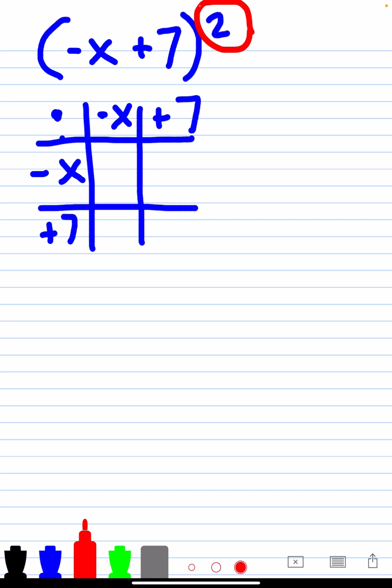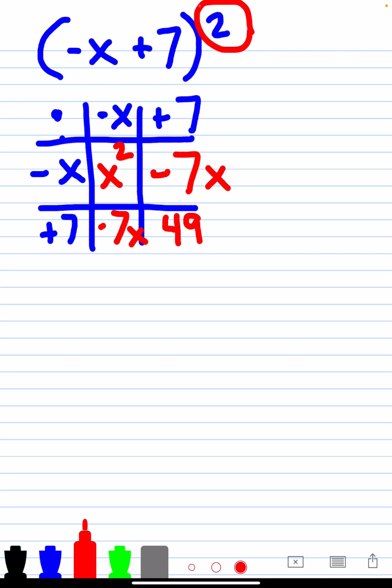We multiply our factors. So negative x times negative x gives us, well, it's like negative 1 times negative 1. Two negatives give us a positive, so it's going to be x squared. Negative x times 7, that's going to be negative 7x. We have negative x times 7, again, that's going to give us negative 7x. And we have positive 7 times positive 7, that is going to give us 49.